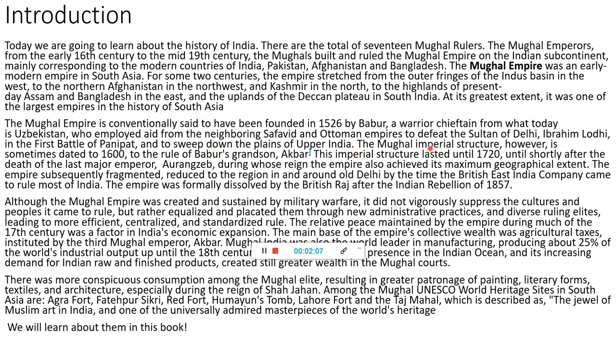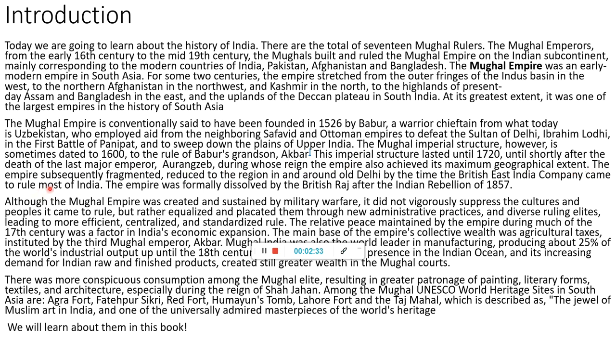The Mughal imperial structure, however, is sometimes dated to 1600, to the rule of Babur's grandson Akbar. This imperial structure lasted until 1720, until shortly after the death of the last major emperor Aurangzeb, during whose reign the empire also achieved its maximum geographical extent.